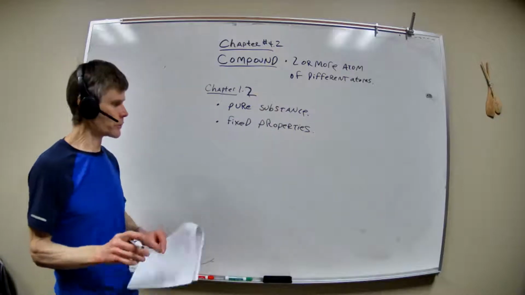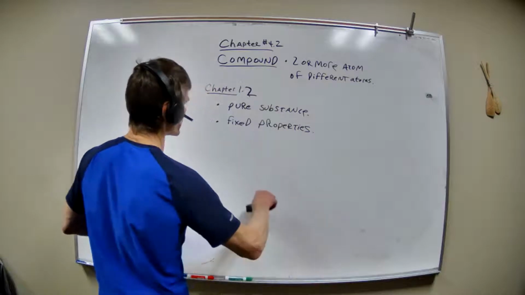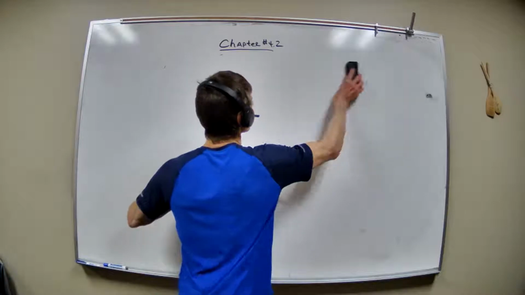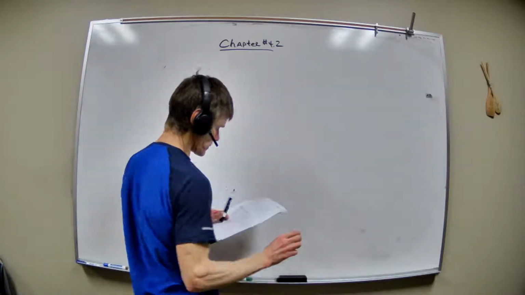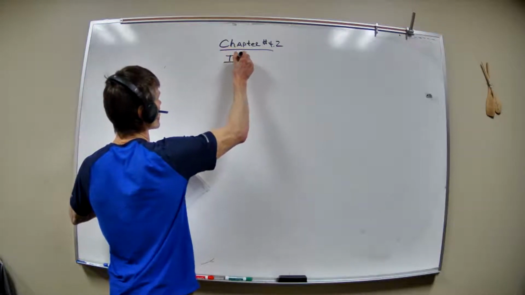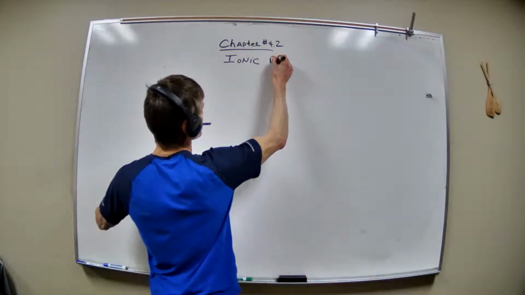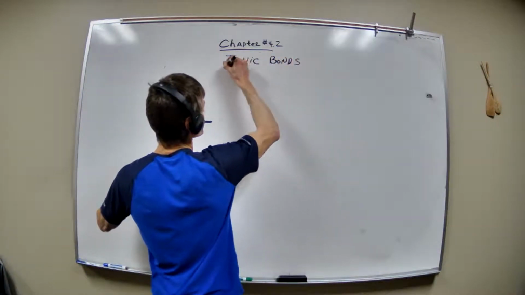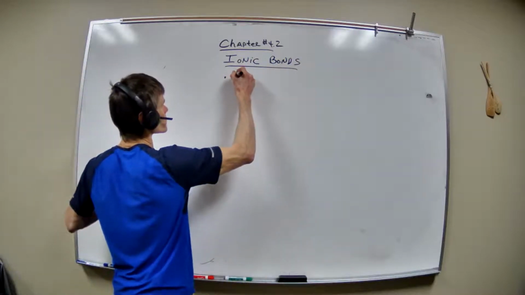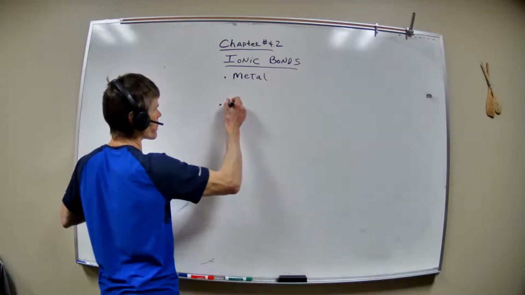So the first type of bond that we're going to look at, just by a discussion, and we'll be going into more detail on this later in chapter 4.8, is what we mean by an ionic bond. An ionic bond. So ionic bonds are formed between a metal and a non-metal.